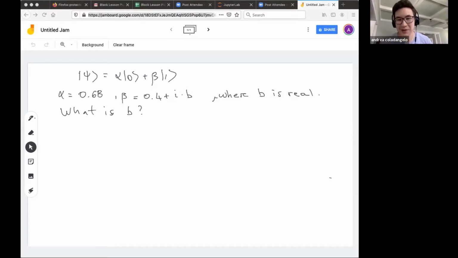Modulus in this context means magnitude. Yes, absolutely. So let me start typing the solution.